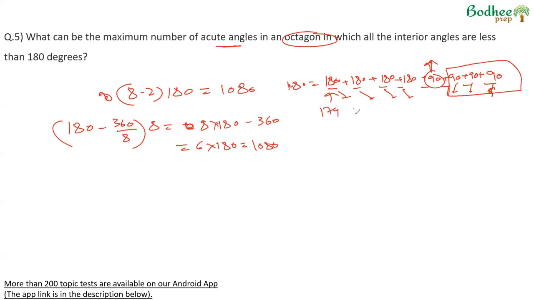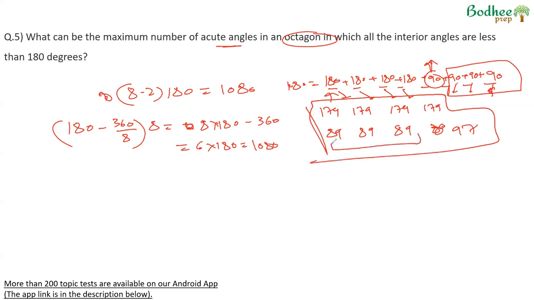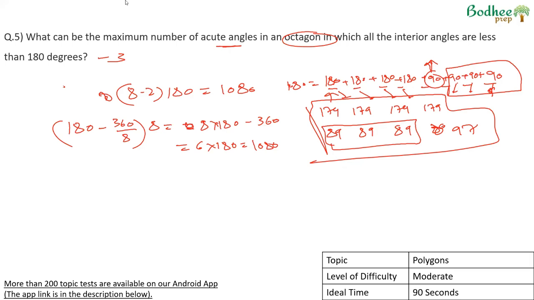I can have 4 angles of 179, 179, 179, 179, and 3 angles of 89, 89, 89. And whatever difference is left, 1, 2, 3, 4, 5, 6, 7, added to this, this becomes 97, and therefore these 8 angles will add up to 180. At best, I could have these 3 angles, which are acute angles, and 3 therefore becomes my answer. I think easy to moderate level of difficulty question. Just look at the extreme ends and accordingly distribute values.